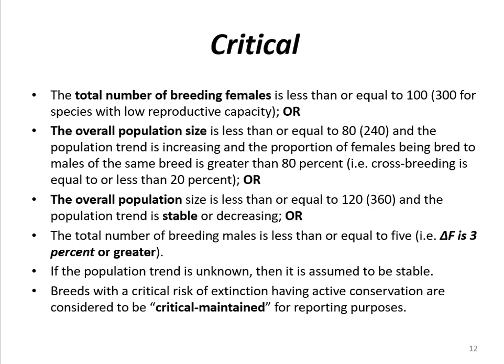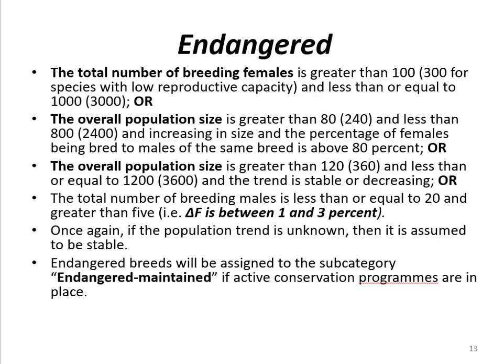In both cases, if population trend is unknown, we will assume it to be stable, and if we have an active conservation program, we can add the word maintained, critical maintained, for our reporting purposes.